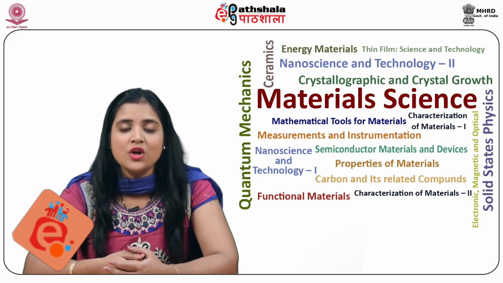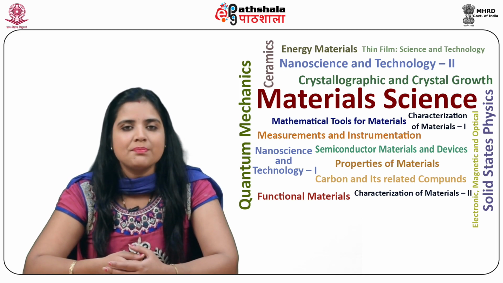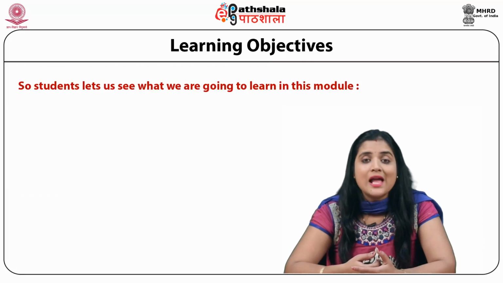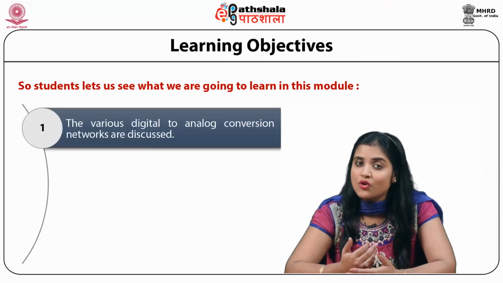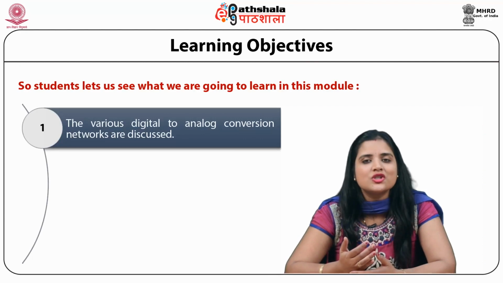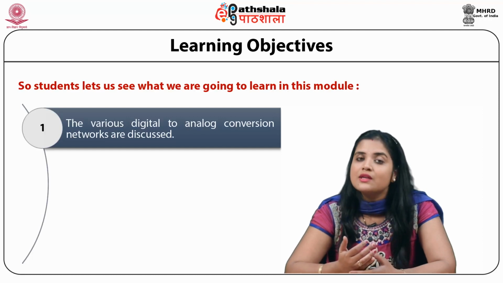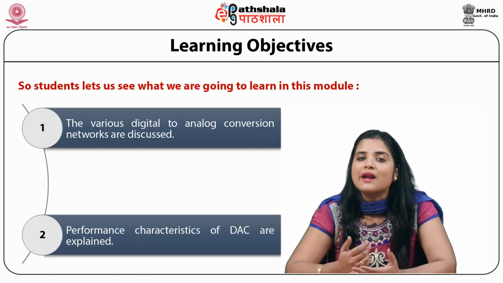Today we are going to discuss the module D to A converter, continued from the paper Measurements and Instrumentation. So students, let us see what we are going to learn in this module. Firstly, the various digital to analog conversion networks are discussed. Secondly, the performance characteristics of digital to analog converters are explained.